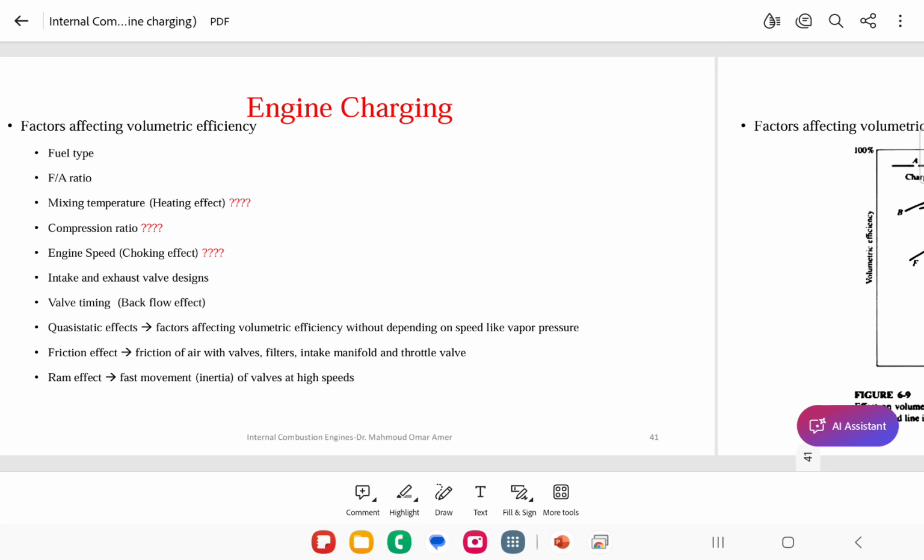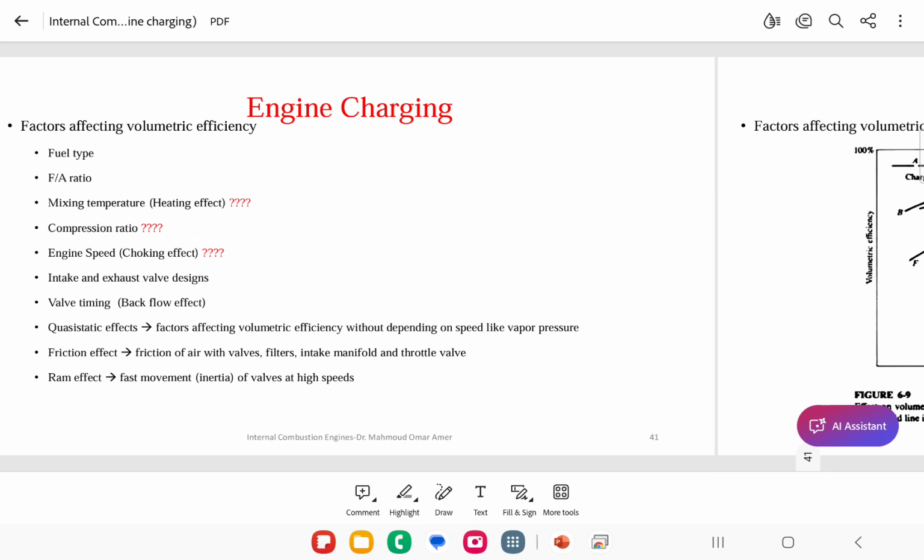Okay? Intake and exhaust valve designs affect the charging efficiency. If they are well designed to streamline the intake air and the exit exhaust, the charging efficiency will increase. Okay? Valve timing, which is the backflow effect. We know that the intake and exhaust valves have overlapping times. So if this overlap is minimized, no flow will go from any valve to the other, and it will increase the engine efficiency.